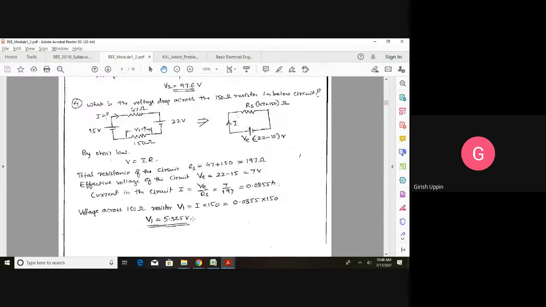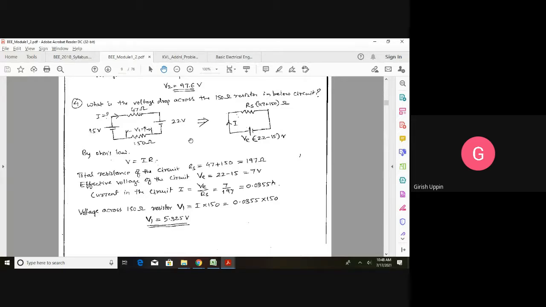Okay, we'll see this problem. Here, what is the voltage drop across the 150 ohm resistor? So we have to find the voltage drop across the 150 ohm resistor in the circuit below. They have given all the resistances. This is 47 ohm, 150 ohm, and this is 15 volt, and this is 22 volt.